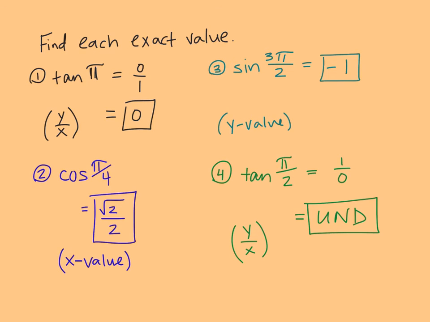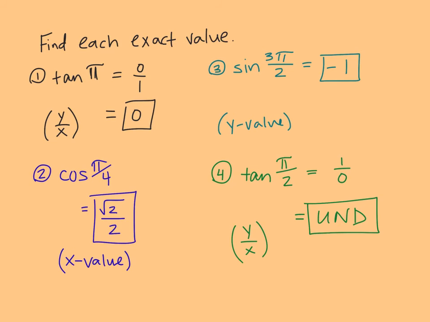None of these four were too difficult, I don't think, but you do have to remember that the cosine is the x coordinate or x value. The sine is the y coordinate or y value at that angle on the unit circle, and the tangent is y divided by x. So cosine and sine will always give you exact values out, but since the tangent is a fraction, you have the possibility of it being undefined.